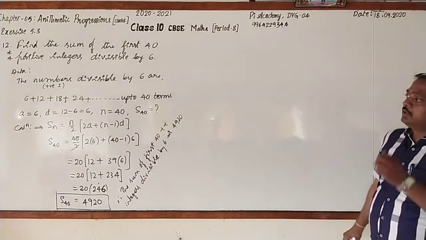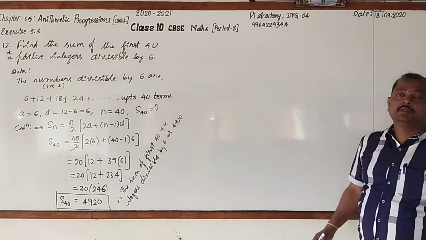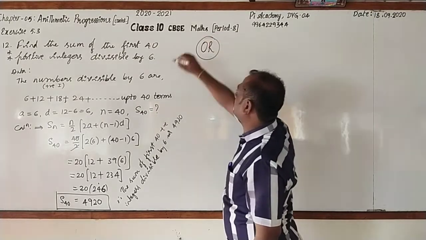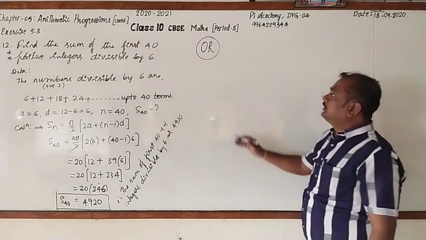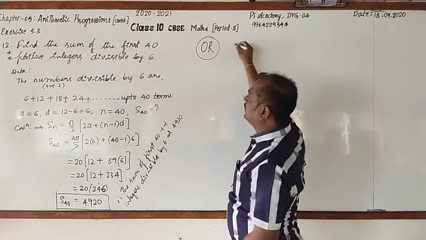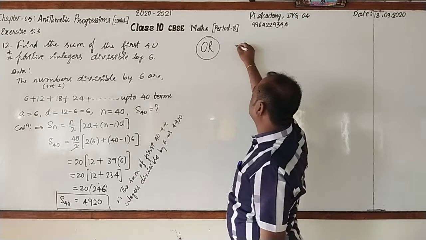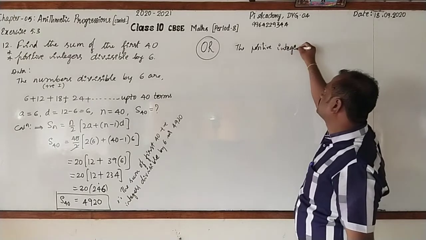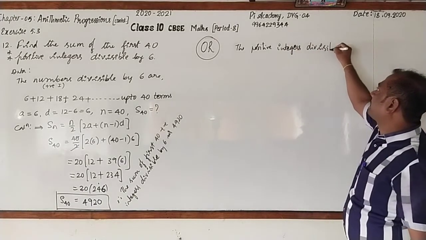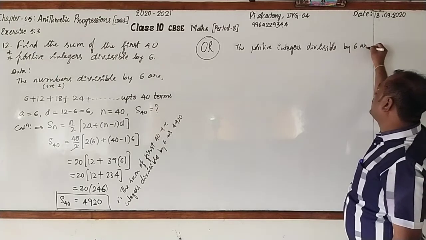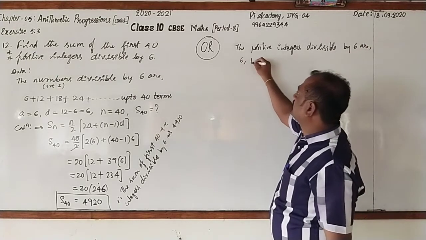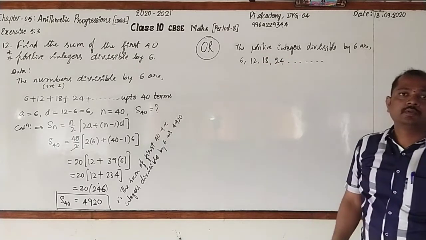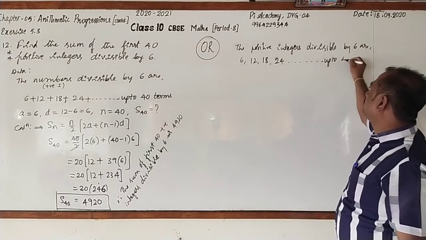Dear students, this can also be found out in another method. Let me show you that as well. Here I'll write. We know that the positive integers divisible by 6 are 6, 12, again 18, 24 and so on. How many? Up to 40 terms.